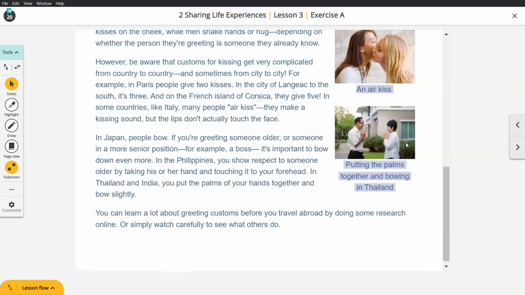In Japan, people bow. If you're greeting someone older or someone in a more senior position, for example a boss, it's important to bow down even more. In the Philippines, you show respect to someone older by taking his or her hand and touching it to your forehead. In Thailand and India, you put the palms of your hands together and bow slightly. You can learn a lot about greeting customs before you travel abroad by doing some research online, or simply watch carefully to see what others do.